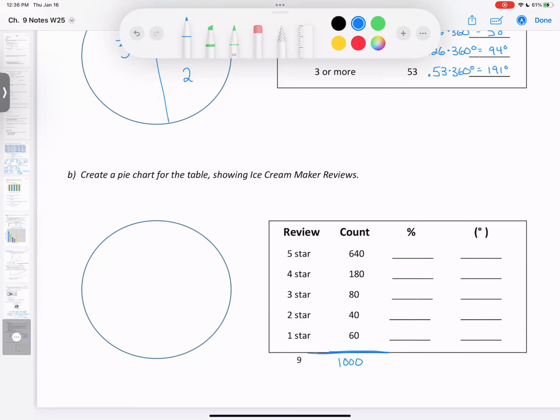I think I did that one. 640 divided by 1,000. And then I would have to multiply it by 100. Oh no, I'm just getting confused. Okay, so that's 64%. And then you can go on and do the same thing.